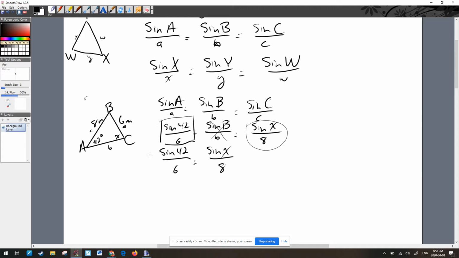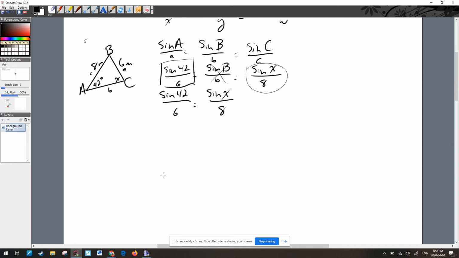Again, if you're feeling comfortable and you think you can jump right to this, have at it. And so now I need to solve. All right, so here's where it gets a bit more challenging. I know I want to get the x all by itself.